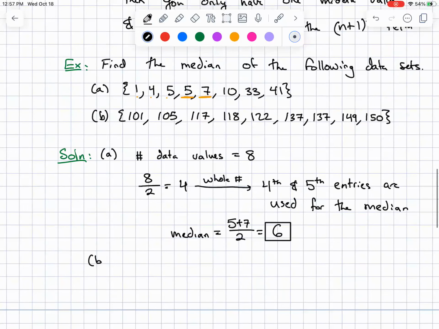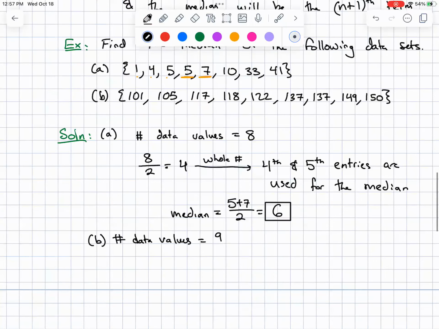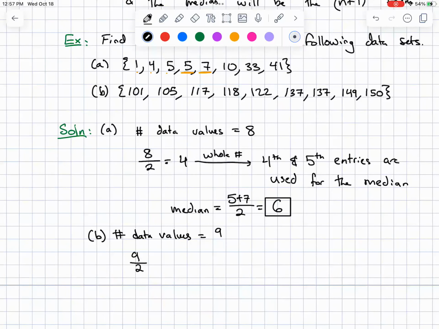With B, the number of data values is 1, 2, 3, 4, 5, 6, 7, 8, 9. So 9 divided by 2 is 4.5. That's a decimal number. So that means that the 5th entry is the median.